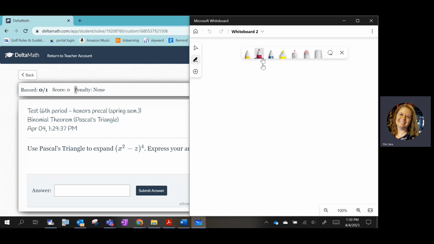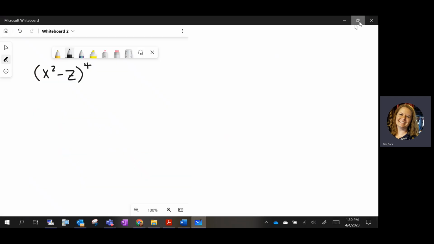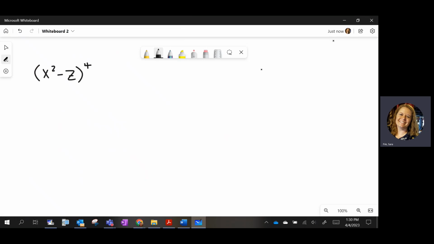All right, so I'm going to write out my binomial. So I've got x squared minus z to the 4th power, and I want to expand this. So the first thing I'm going to do is write out Pascal's triangle here to see what my coefficients should be.